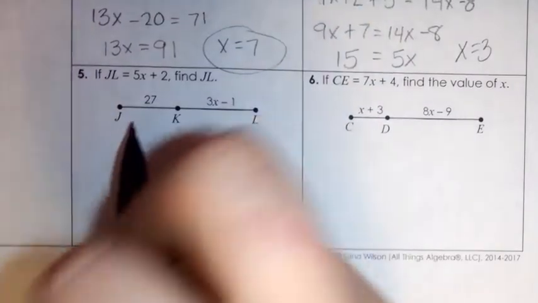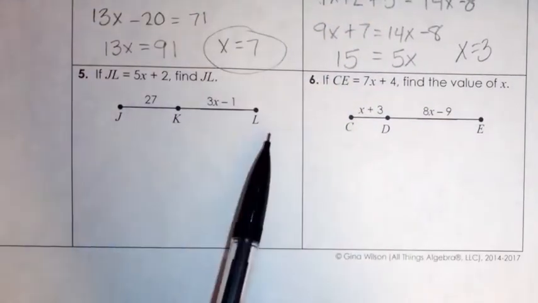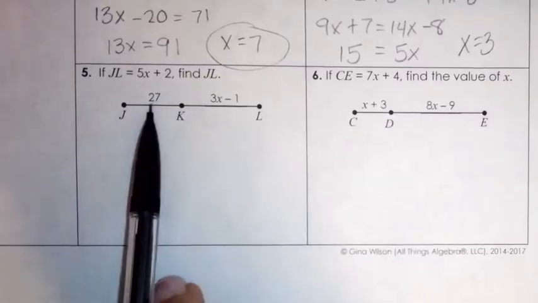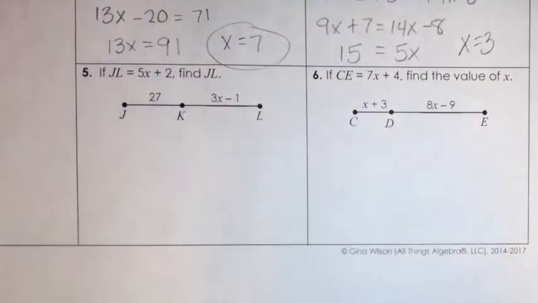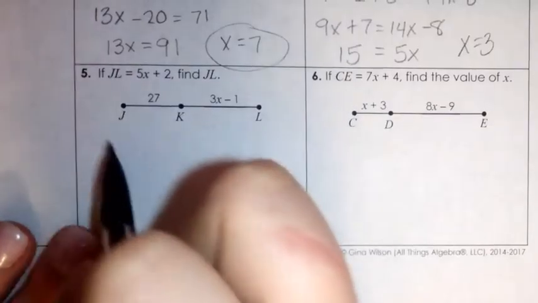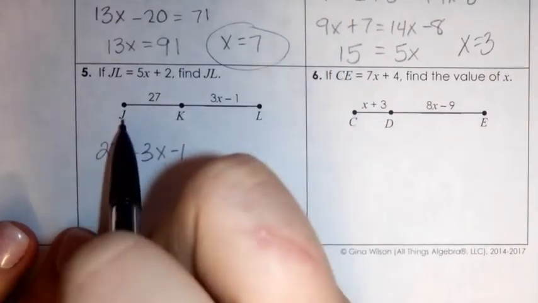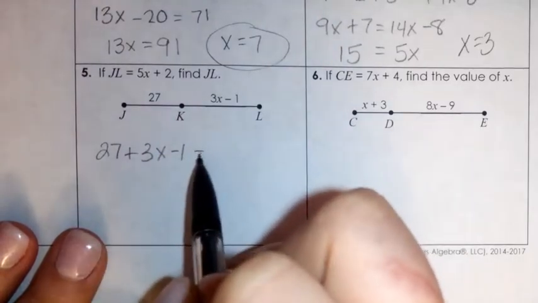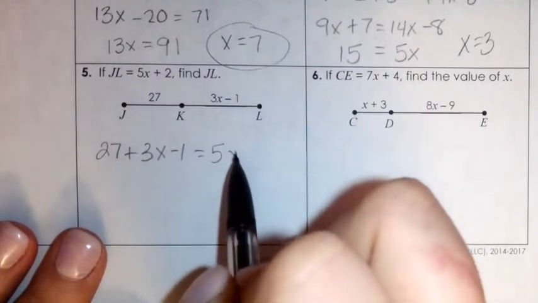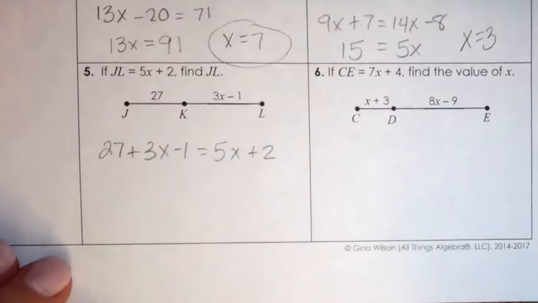All right, let's do this one. We know JL is 5x plus 2, JK is 27, and KL is 3x plus 1. Okay, so we know 27 plus 3x plus 1, because we did the addition, we added this side plus this side. It's equal to the whole thing, 5x plus 2.